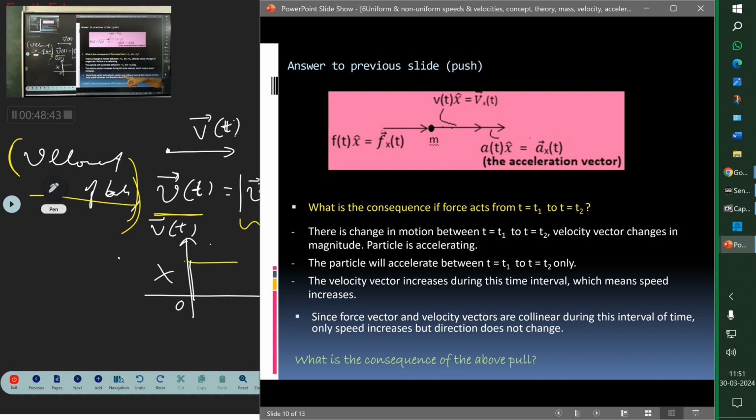See, this is push. So if you pull, that means your force vector will be reversed. This is for push. If you pull, you will have to show the diagram with the force vector in the opposite direction. Got it now?